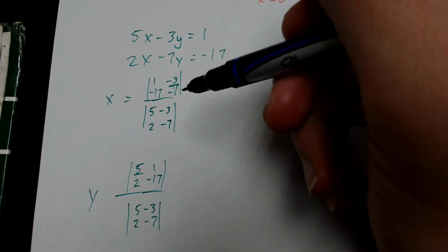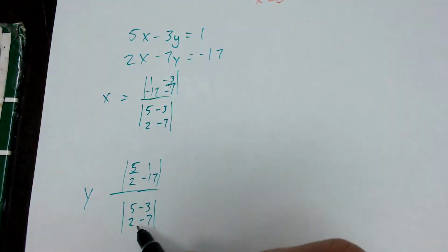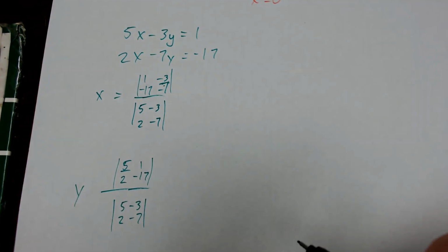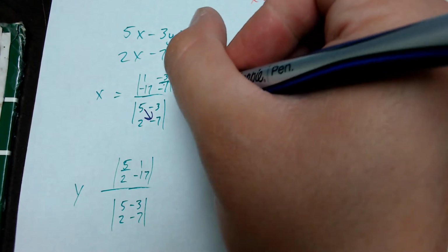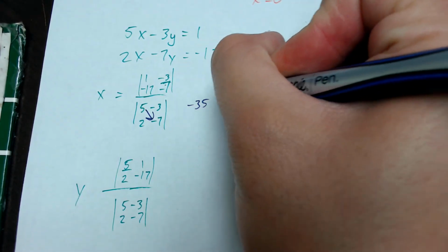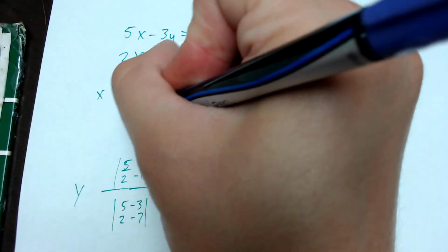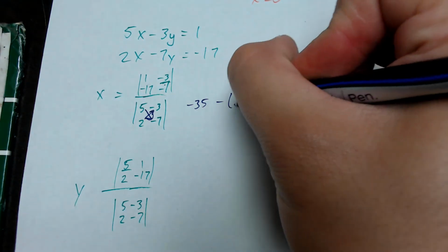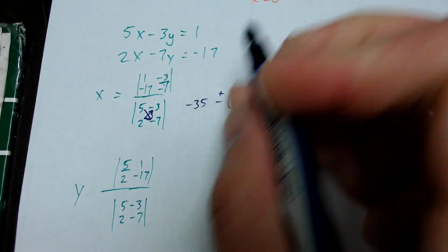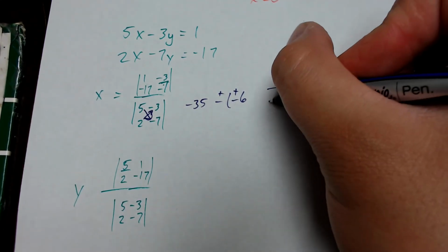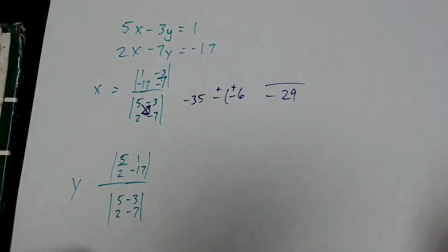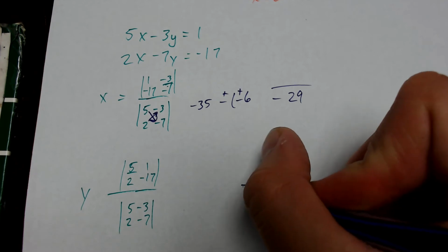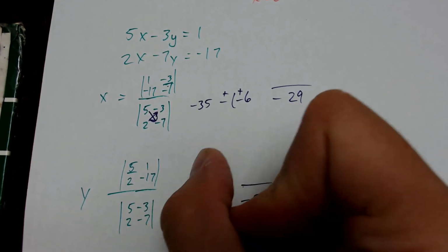Now, all we have to do is figure out the determinants. The cool thing is the denominator determinants, they're going to be the same both times. So I really only have to solve it once. So 5 times negative 7 gives me negative 35. Negative 35 minus 2 times negative 3, or minus negative 6. That becomes a plus and a positive. So the denominator is going to become negative 29. All right, and that's going to be for both of these. So they're both going to have a denominator of negative 29.